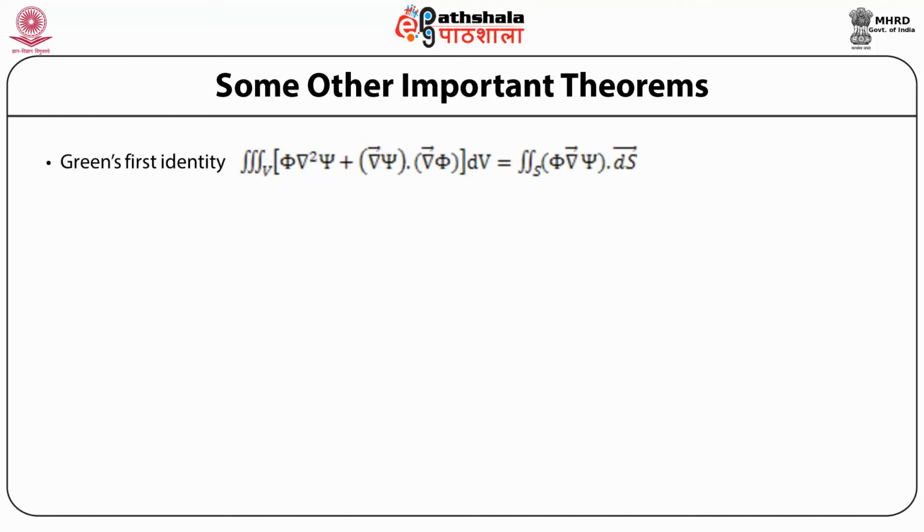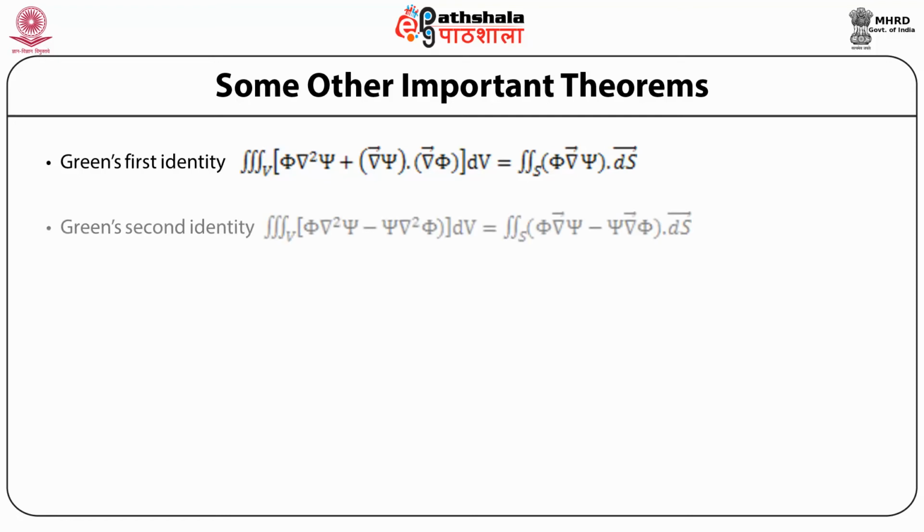Green's first identity, that is, the volume integral over V of (phi del square xi plus del xi dot del phi) dV equals the surface integral over S of phi del xi dot product with dS. The second Green's identity, that is, the volume integral over V of (phi del square xi minus xi del square phi) dV equals the surface integral over S of (phi del xi minus xi del phi) dot product with dS.